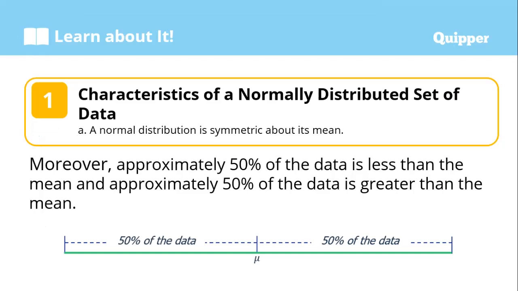Moreover, approximately 50% of data is less than the mean, and approximately 50% of data is greater than the mean. So that is why ang mean, class, nasa tunga. Basta normally distributed set of data, equal man siya, symmetric, 50-50%.